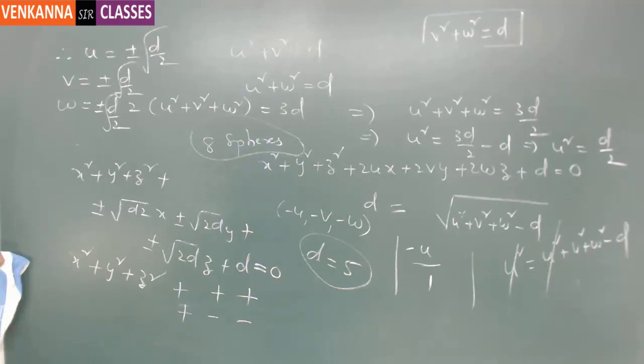u, v, w values are based on d. So it is nothing but the point sphere, whose radius is 0. The origin itself will come there. So by default, we need to understand that these spheres are not point spheres, they have some radius. That's why the constant value, the d value, appears there.